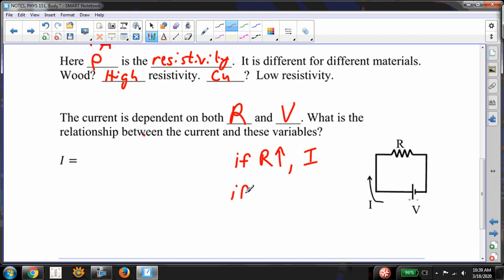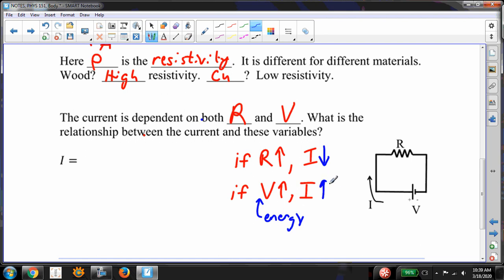And if V goes up, the potential, or the energy per charge, what happens to the current? Well, if R goes up, the current will go down, because now I'm resisting the flow of electricity, so my current will be decreased. If the voltage goes up, which remember, the voltage is like the energy. So if I give my electrons more energy, what do you think is going to happen to the current?